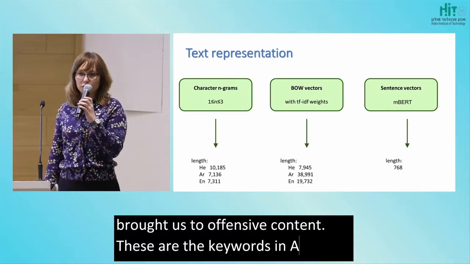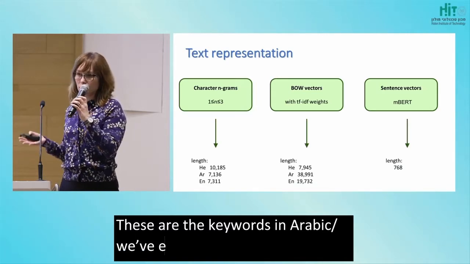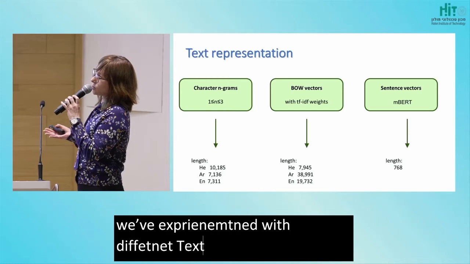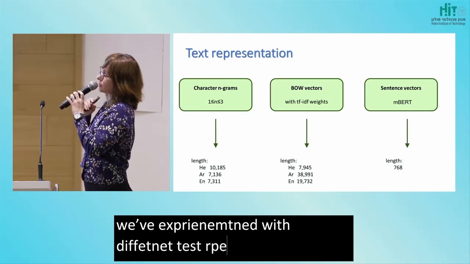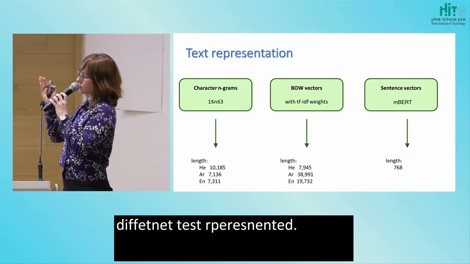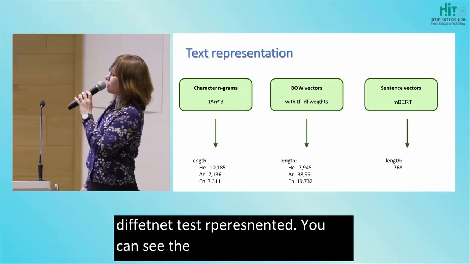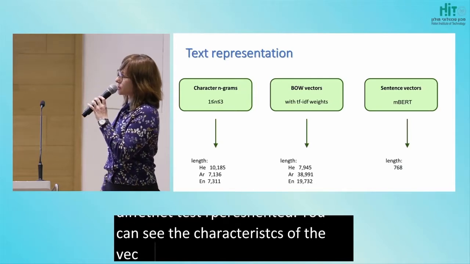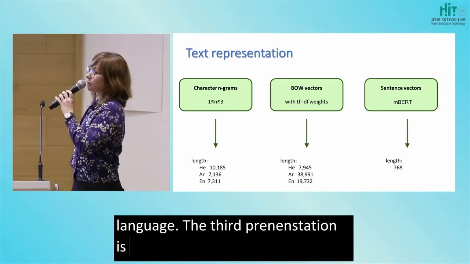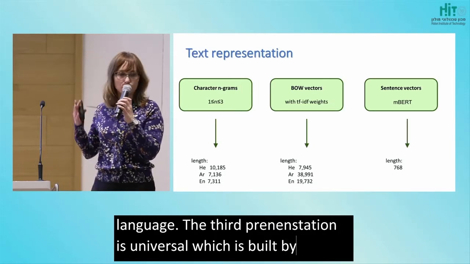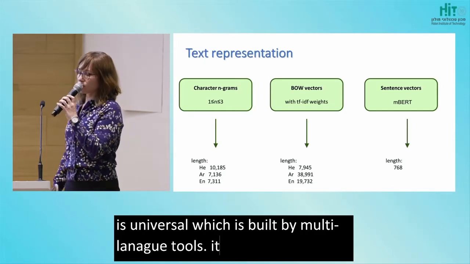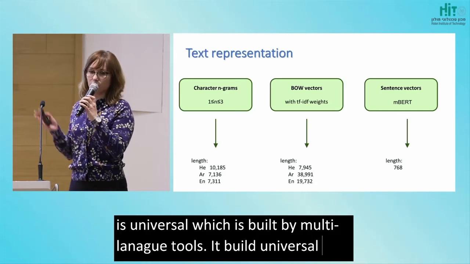And we experimented with different text representation models and also different classifiers. For representation, we took two domain-specific representations, character n-grams and bag of words vectors. Because they are domain-dependent, you can see that the characteristics of the vectors are different in different languages. And the third representation is universal, actually multilingual. It is built by a multilingual BERT. So thanks to the previous speaker, he explained already what BERT is. So this is a multilingual model. It builds universal vectors for many languages, including Hebrew and Arabic and English.